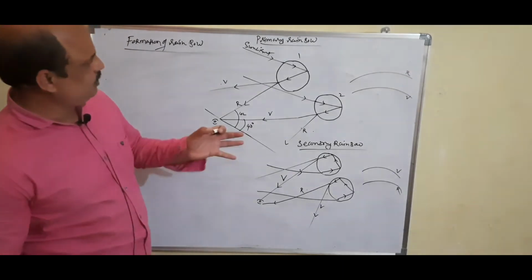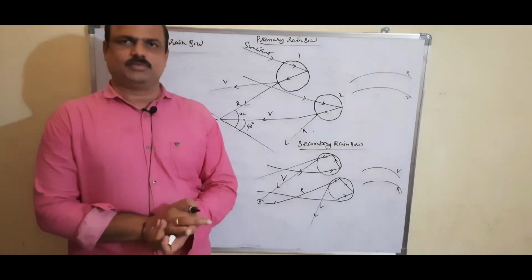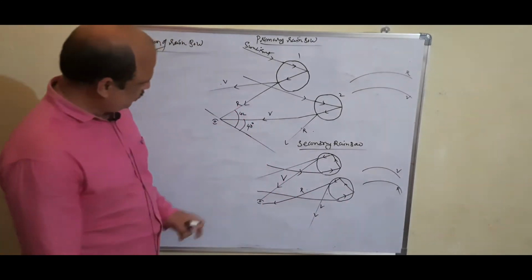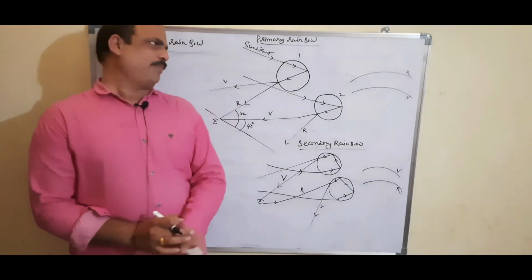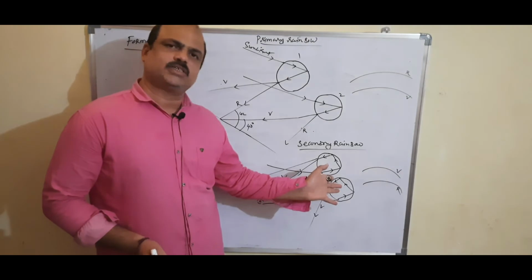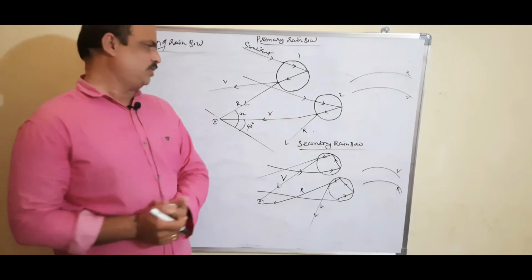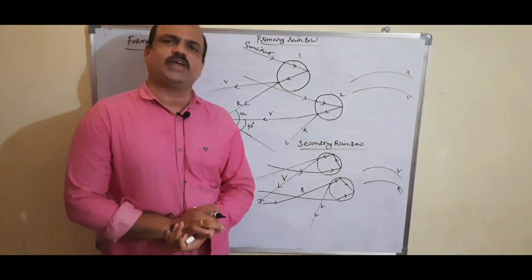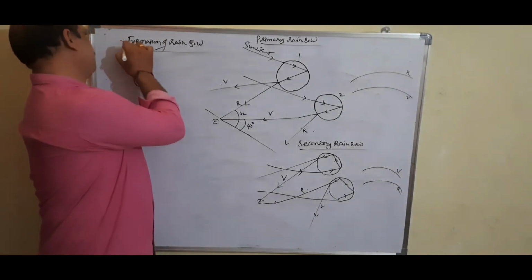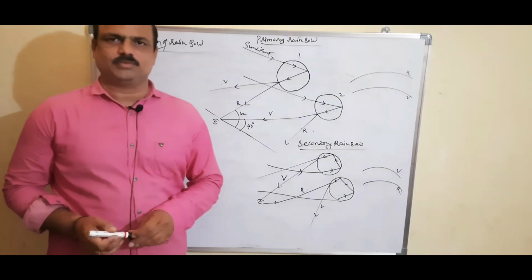What is the difference between primary rainbow and secondary rainbow? In secondary rainbow colors are inverted. On the top we see violet color, on the bottom we see red color. Secondary rainbow is fainter compared to primary rainbow. Why? Because here the number of reflections and refractions is more, so the intensity of light decreases, so the secondary rainbow looks fainter compared to primary rainbow. This is a very, very important question for the IP examination. So in this way rainbow is formed.